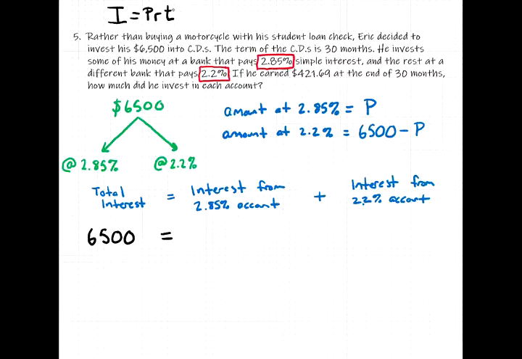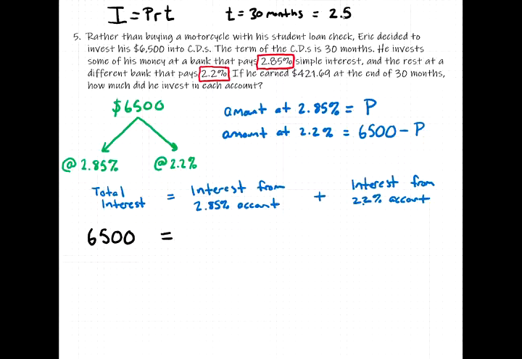So in this problem, time T is 30 months. But if we're using it in the formula, remember T always has to be measured in years. So we can't use 30 for T. We have to convert 30 months to years. So every 12 months is a year. 12, 24, that's 2 years with 6 left over, or 30 divided by 12. So T is equal to 2.5.